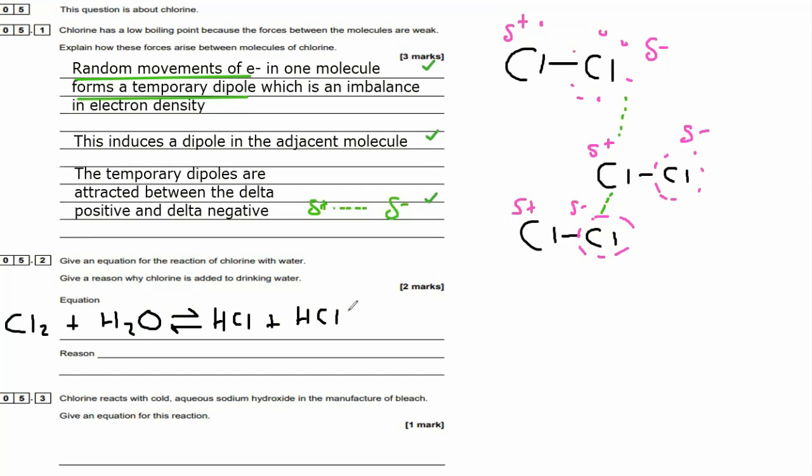Now, this is a reversible reaction. Why do we add chlorine to water? It's because it kills the bacteria. It's basically going to kill microbes or pathogens in the water. You could say it's going to sterilize the water.